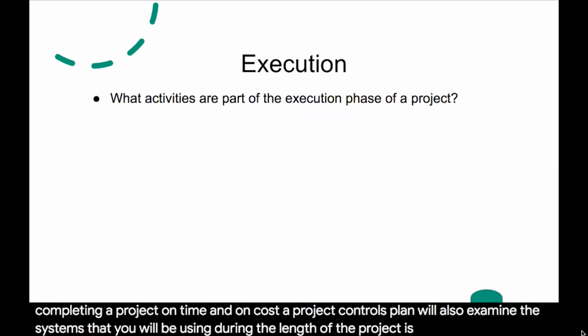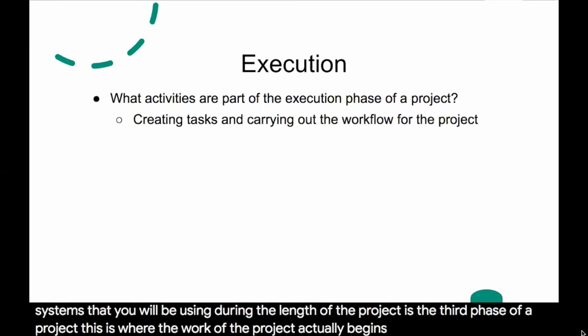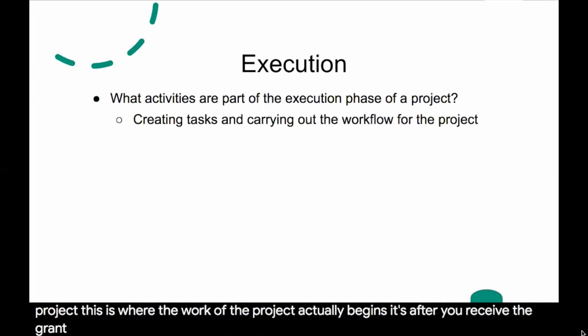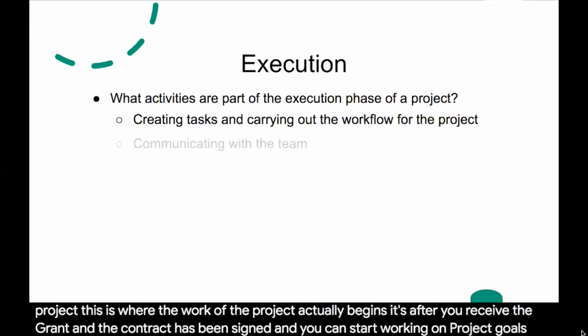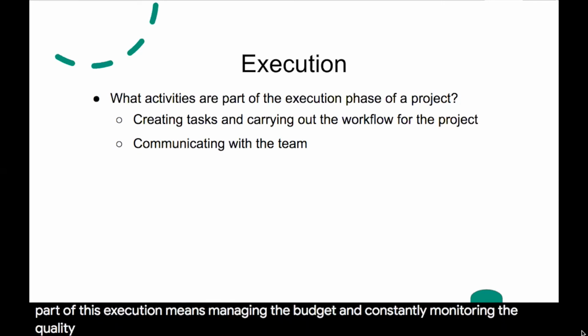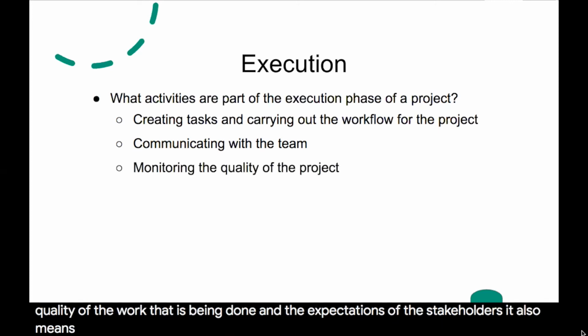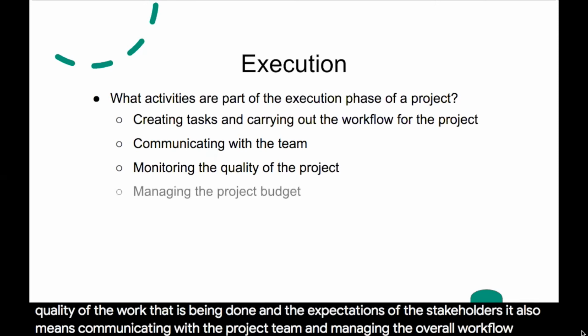Execution is the third phase of a project. This is where the work of the project actually begins. It's after you receive the grant and the contract has been signed, and you can start working on project goals. Part of this execution means managing the budget and constantly monitoring the quality of the work that is being done and the expectations of the stakeholders. It also means communicating with the project team and managing the overall workflow.